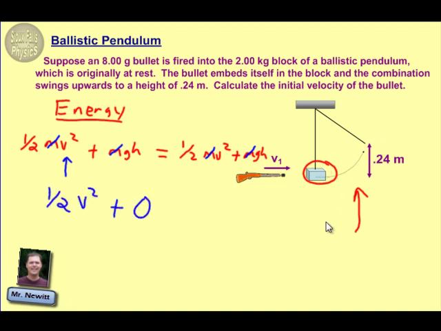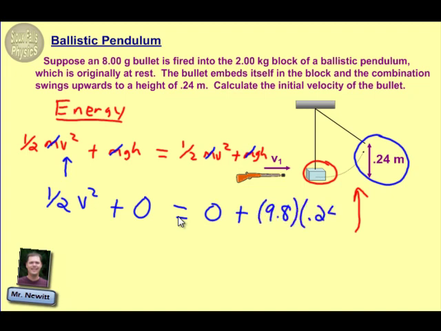I'm going to have no potential energy when the bullet and block initially come together. Afterward, when it swings up to its highest point, I have no kinetic energy because it's temporarily at rest for an instant. So all I have is my g, 9.8, times the height that it goes up, 0.24. Working all of this out, I can figure out the velocity that bullet and block have together, and that velocity ends up being 2.17 meters per second.